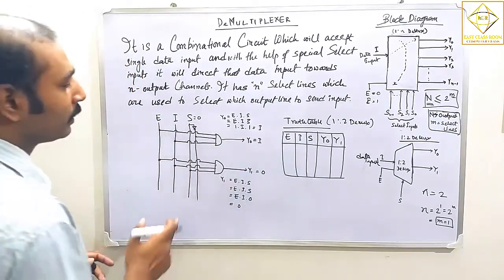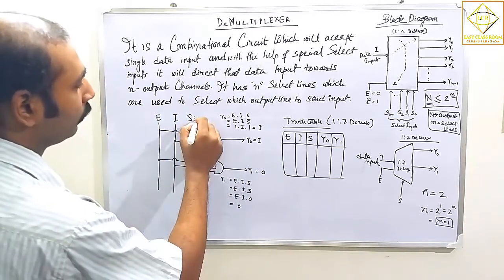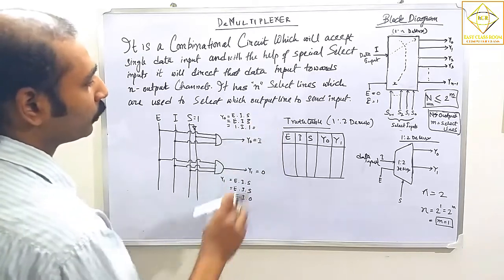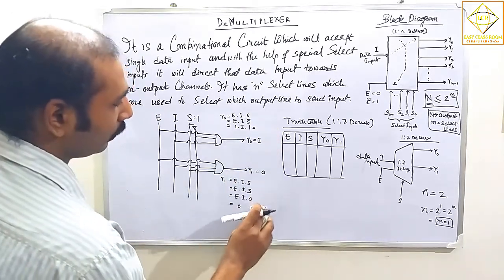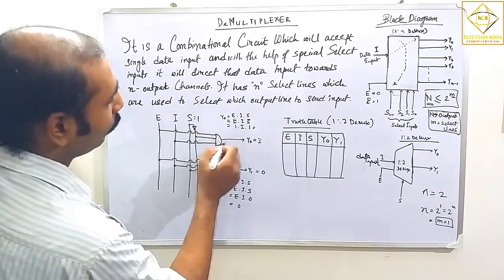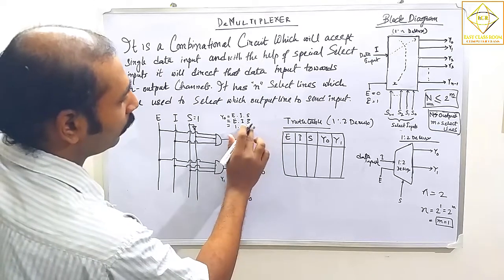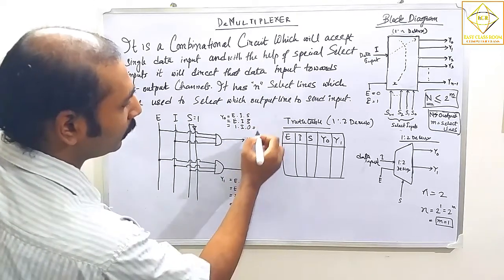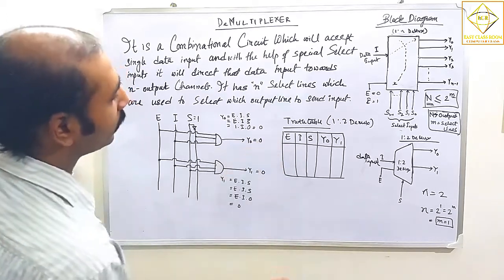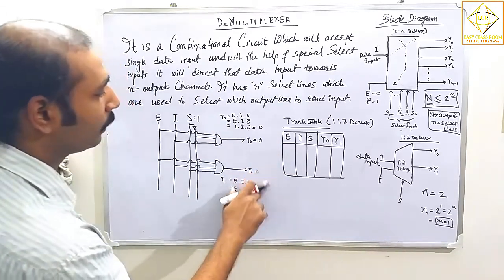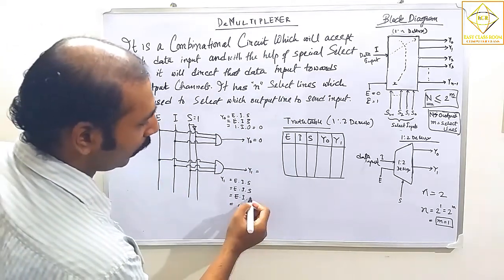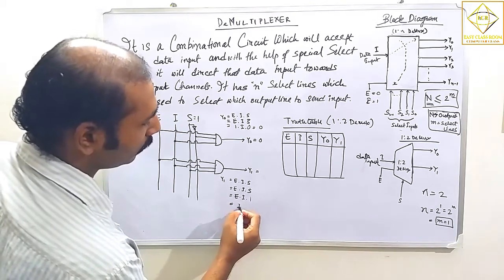For now, let us consider S equals 1. What will happen? Now S equals 1. Since this is connected with S bar, it will not be 1 but will be 0. So the output will be 0. So for now, this Y0 is 0, and at the same point of time, what happens here? Here S is 1. So output is I.